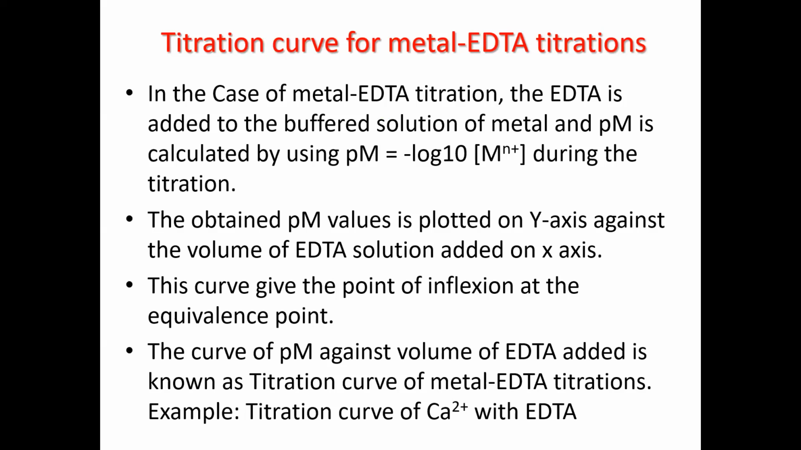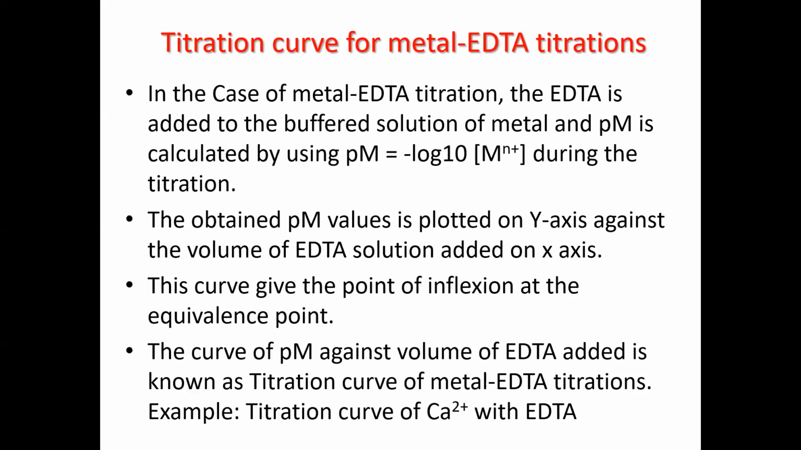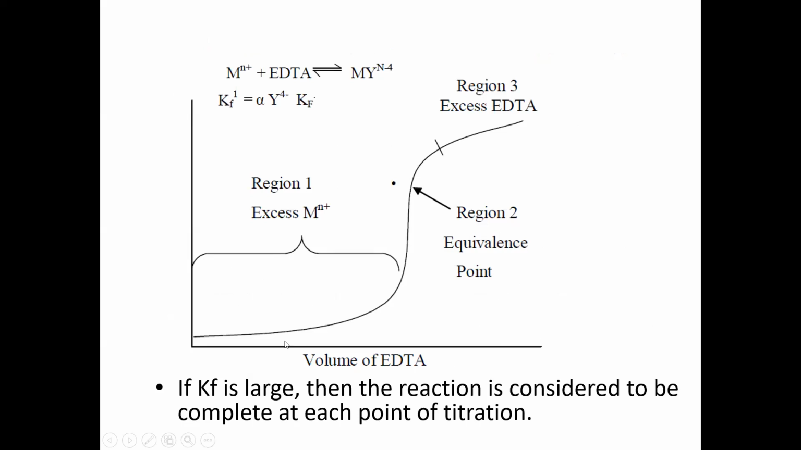So in the case of a metal-EDTA titration, the EDTA is added to the buffered solution of metal, and you can calculate the negative logarithm of the metal ion concentration during the titration. So you plot a graph whereby pM is on the y-axis and the volume of the EDTA is on the x-axis. As you can see here, this is the pM, and this is your EDTA.